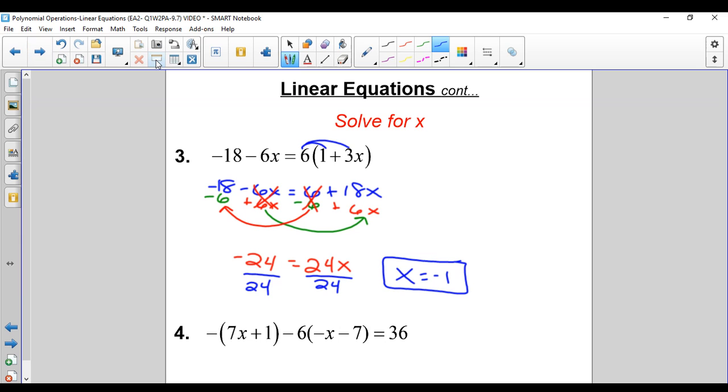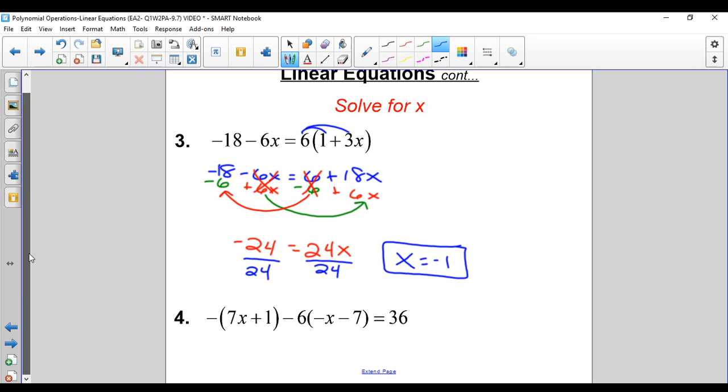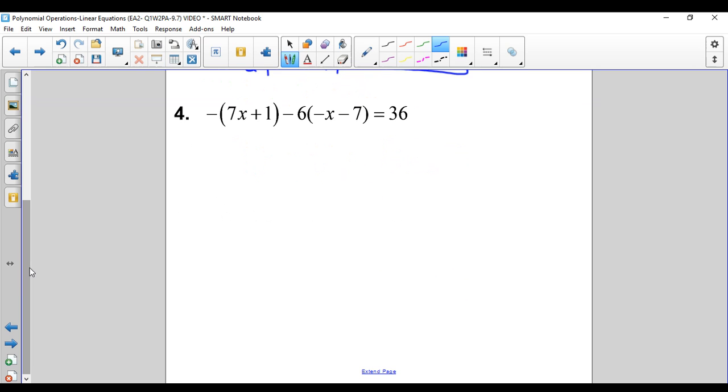Last one has the most going on, as usual. Usually we work to get harder. Just like the last problem, we're going to distribute first. You're going to distribute just a negative on the first one. So we have minus 7x minus 1. We distribute a negative 6, changing a bunch of signs here. And then we set it equal to 36.